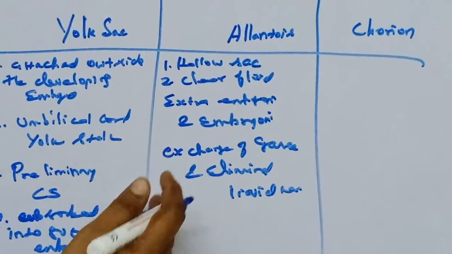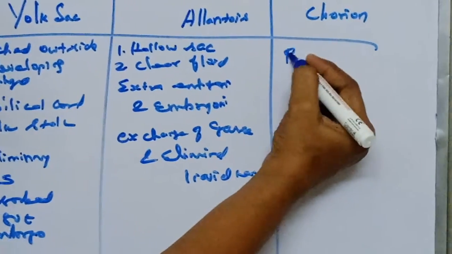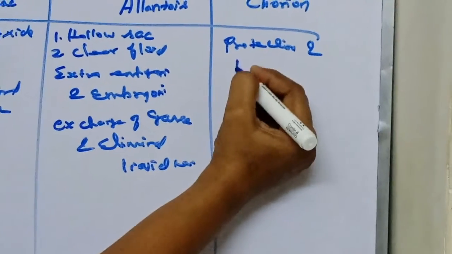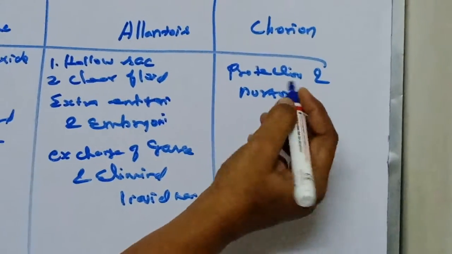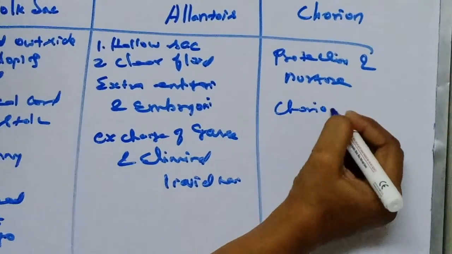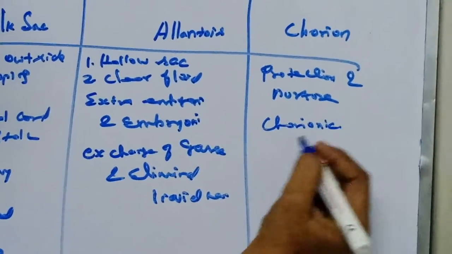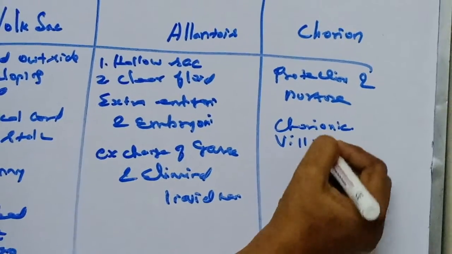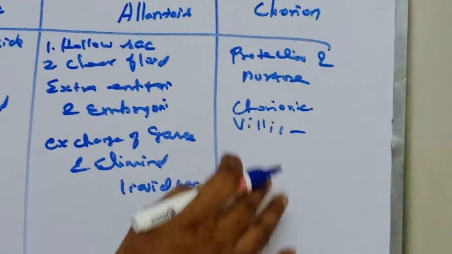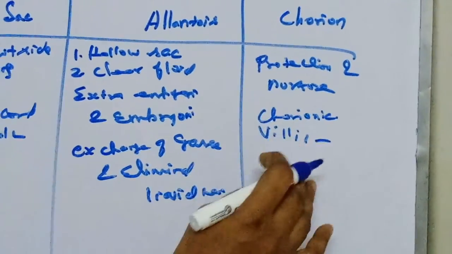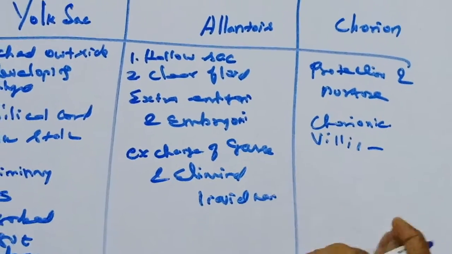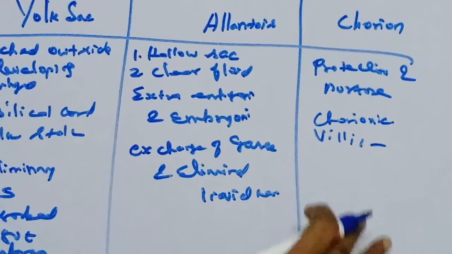Next one is chorion. This chorion gives protection and also nourishes the embryo. And there are the chorionic villi. These chorionic villi allow the exchange of nutrients, oxygen and waste products with the mother.